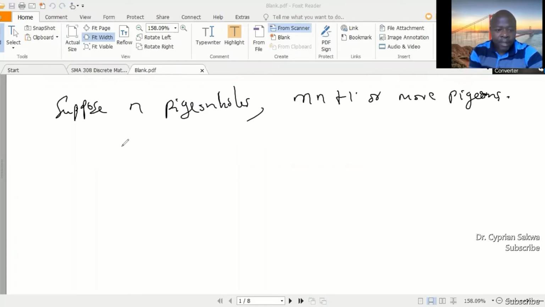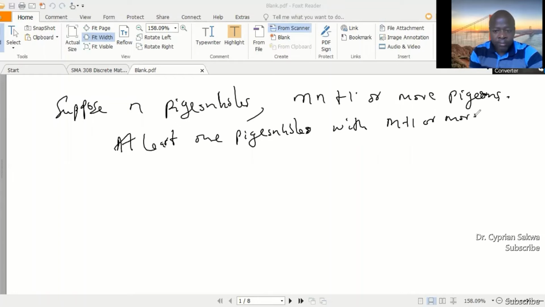So that means that there is at least one pigeonhole with m plus 1 or more pigeons. At least one of the pigeonholes has m plus 1 or more pigeons. So this is the generalized pigeonhole principle. That's what it states. And the example is this.